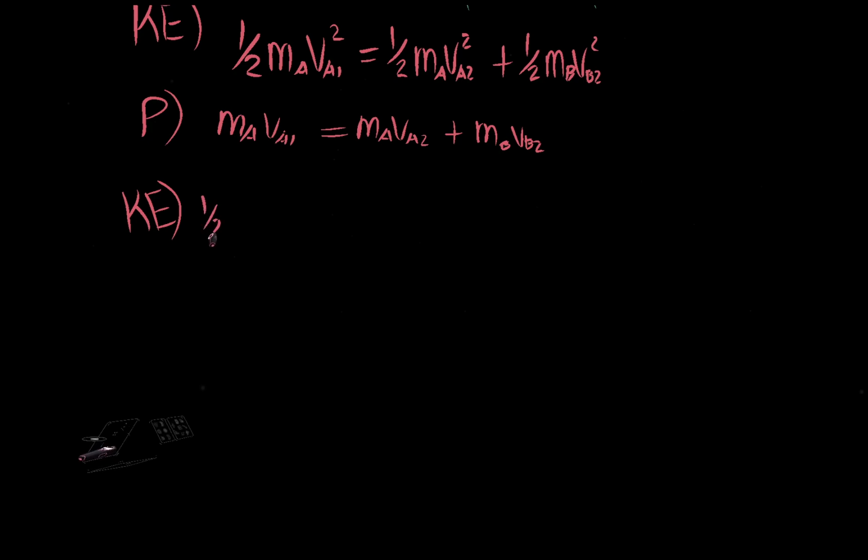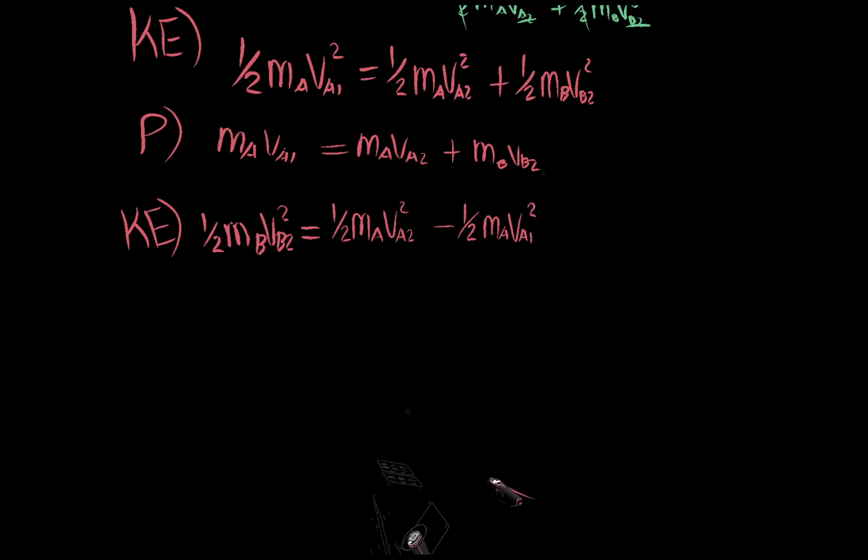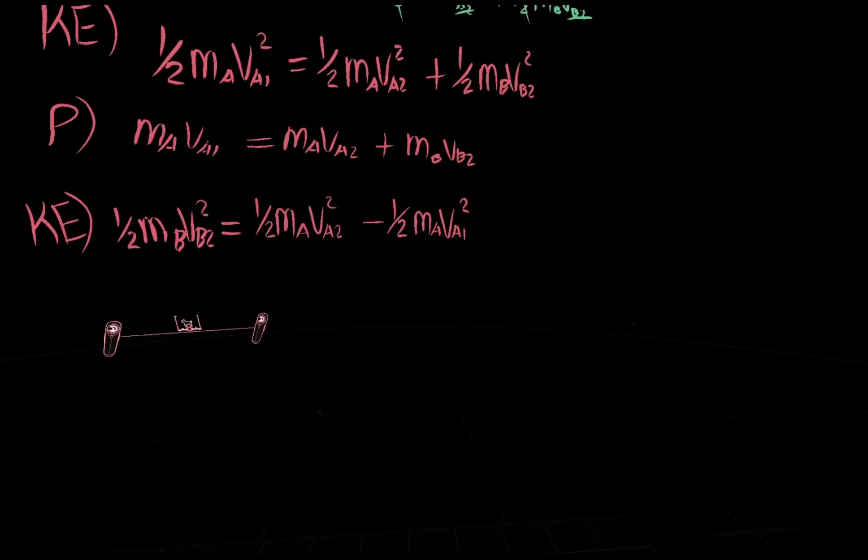So we have 1/2 MB VB2 squared equals everything else. So we have 1/2 MA VA2 squared minus 1/2 MA VA1 squared. That's fair, right? And then we can go one step further with that.